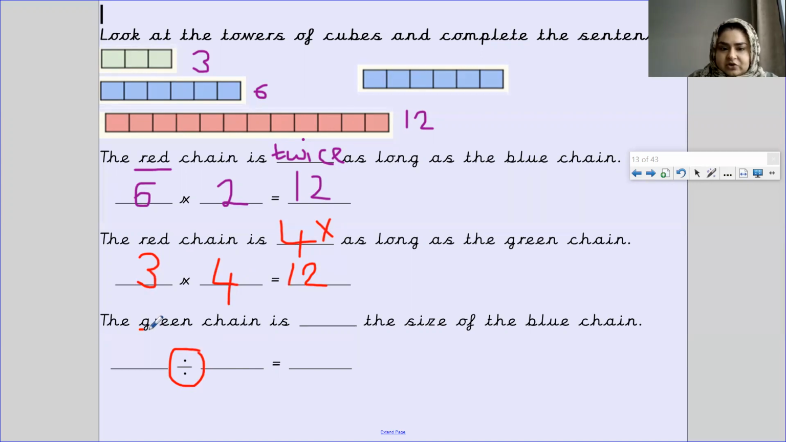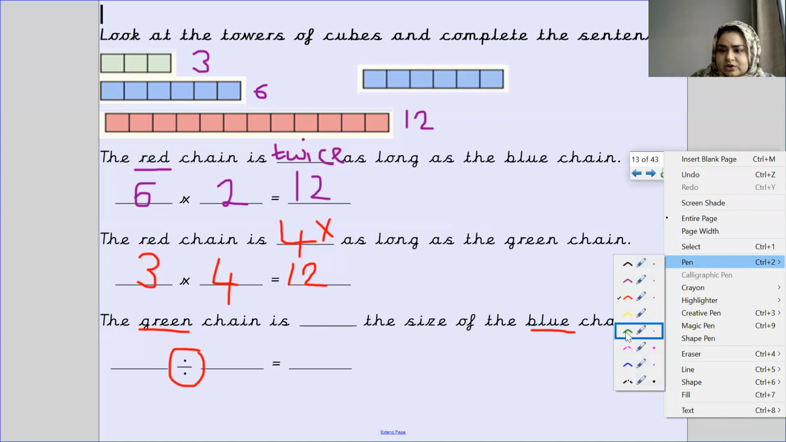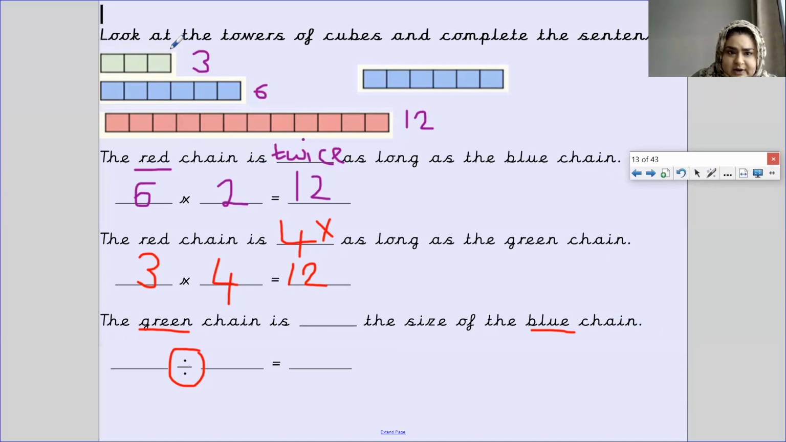So your question says the green chain, which is that one, is something the size of the blue chain. Okay, I am just going to place the green chain for you on top of the blue chain. What do you notice? Is it 1 times half? Is it 1 times the size of the blue chain? What would it be? Have a good look. I'm going to draw a line for you, and I want you to use your mathematical brains to work this out. What is it? What do you notice?